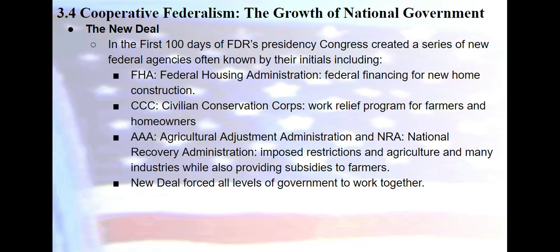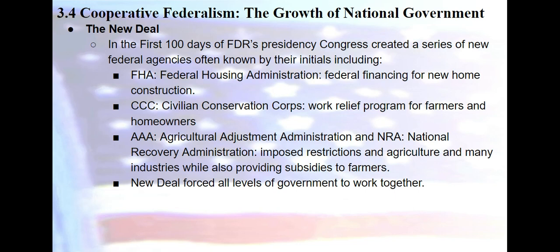Some examples of these agencies are the FHA, or the Federal Housing Administration, which creates federal financing for new home construction. The CCC, or Civilian Conservation Corps. Later would be added the WPA, which would do something very similar, created work relief programs for farmers and homeowners. The AAA, the Agricultural Adjustment Administration, and the NRA, the National Recovery Administration, which imposed restrictions on agriculture and many industries while also providing subsidies to farmers.